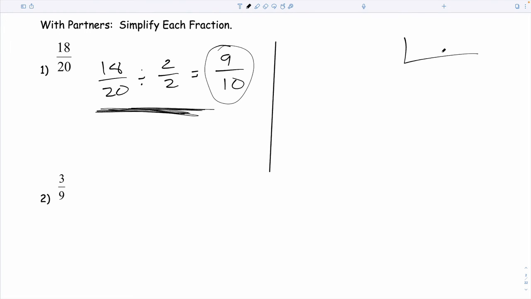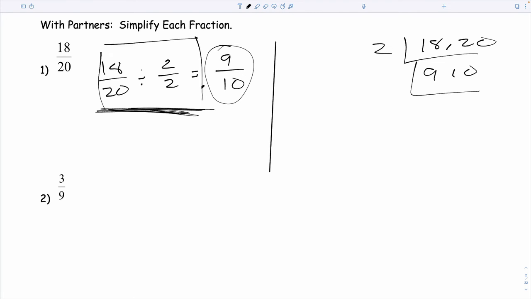You don't need to show the birthday cake unless that helps you and it's a useful strategy. If it's not a useful strategy, don't use it. Just show your work using division. Colton, press stop, please.